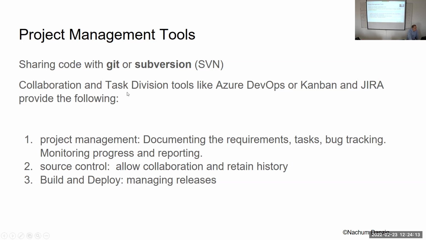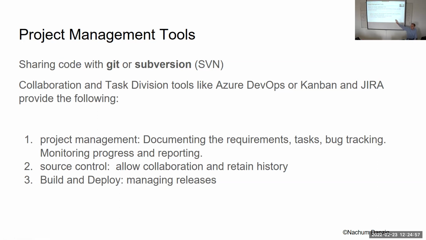So I skipped a line here. Collaboration and task division tools, so these are other tools. Azure DevOps, these I've not really used, but there is something called Azure DevOps, that's Microsoft's tool. There's something called, I don't know how you pronounce that, Kanban, and Jira. These are all different competing tools that don't just give you the Git source control, but give you more. They also give you source control, allow collaboration, retain history. That's what I was explaining about Git. But they also give you a place to store your documentation, your tasks, and keep track of tasks.